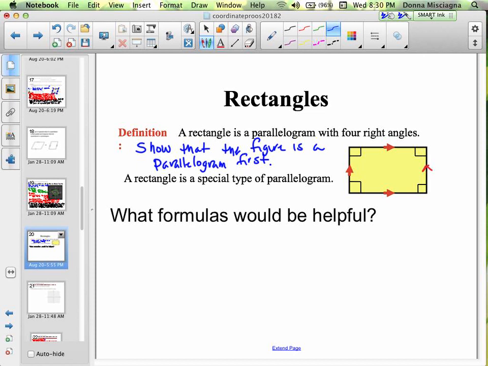Right? So the two features that we could use to prove a parallelogram was a rectangle is the fact that, first of all, rectangles have congruent diagonals. But so do isosceles trapezoids. So if we're using the fact that rectangles have congruent diagonals, we're going to first prove it's a parallelogram. And then show it's a rectangle by showing that it has congruent diagonals.